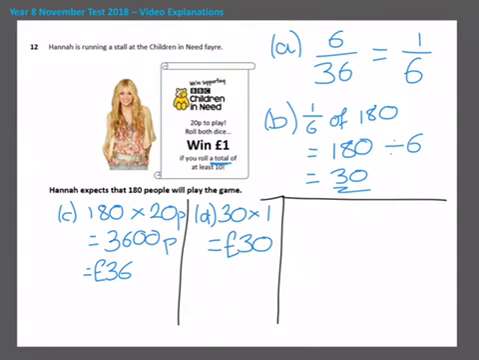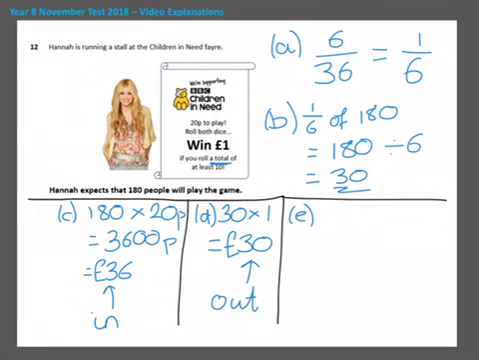Now finally, we're looking at how much profit Hannah would expect to make. And profit is how much she receives from people, subtract how much she has to give out. So in part C, we worked out that she's going to get £36 coming into her, and then £30 is what she's got to give out. So her profit is going to be 36 minus 30, which is £6.